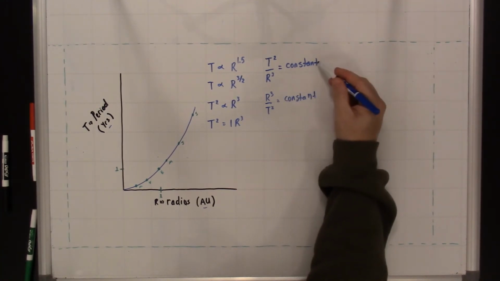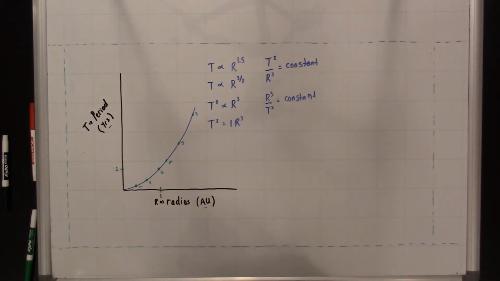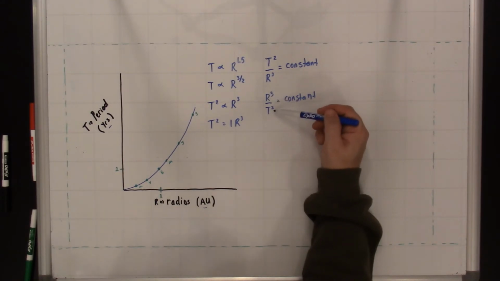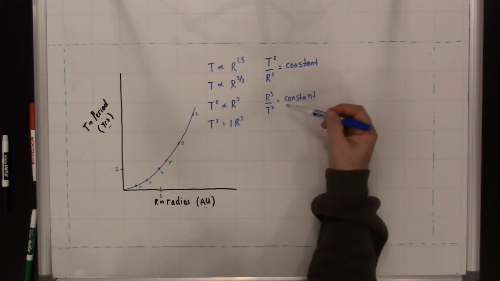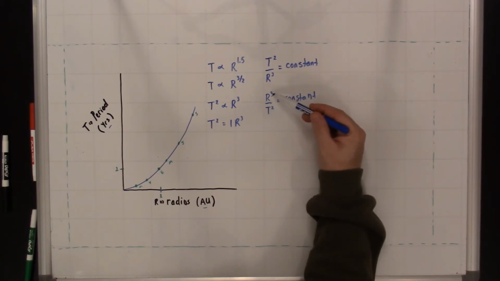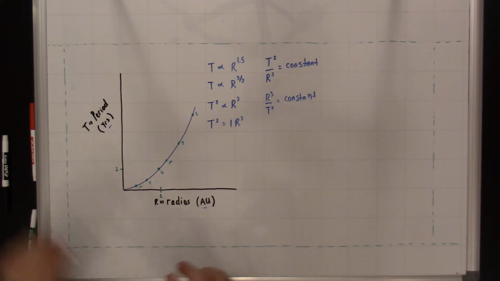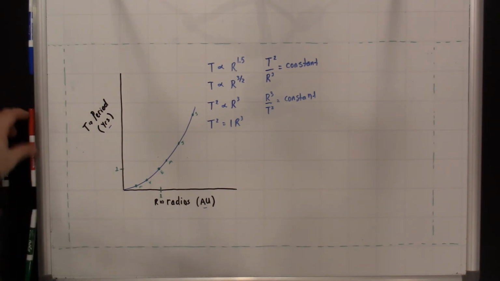These two wouldn't be the same, they would obviously be reciprocals because of this. But what this means for us is that if you know the radius of any planet in the solar system, you can figure out how long it's going to take it to go around. Or if you know how long it takes to go around, you can figure out how far away it is. Here's how this manifests for us.